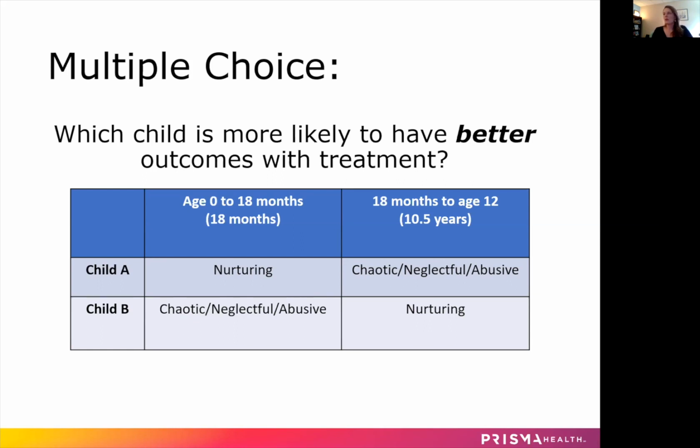Both children are going to have challenges, so which child is more likely to have better outcomes with treatment? If we were in person, I'd have you raise your hand to know how much time I need to spend teaching you, or maybe you already know everything, but hold in your mind: do you think child A or child B is more likely to have better outcomes?